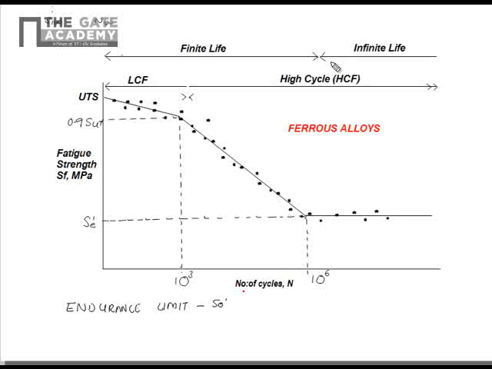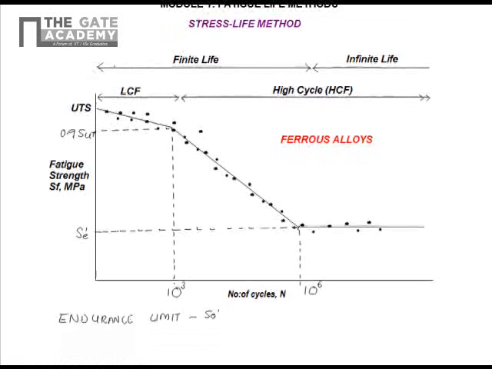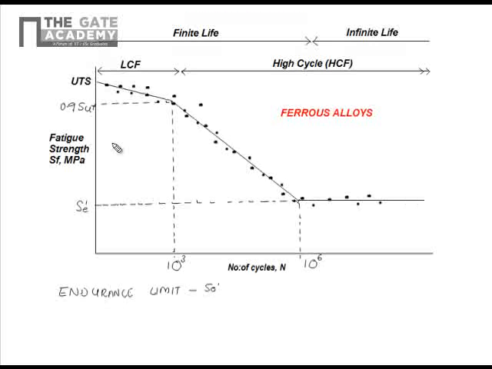So if we want to design the component for infinite life, we should make sure that the stress in the component is less than the endurance limit of the material. So this is the SN diagram of the ferrous alloy. Here we can see the knee occurring in this diagram, and the stress corresponding to this knee is called the endurance limit of the material.